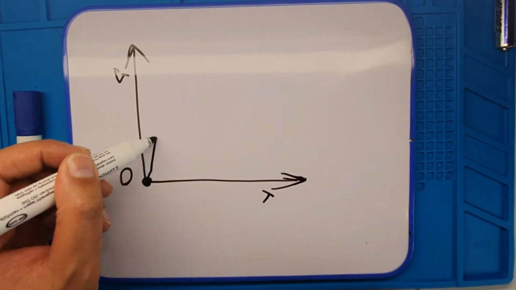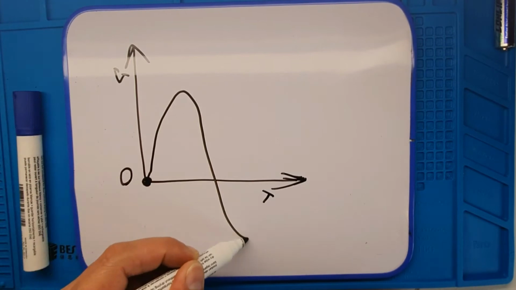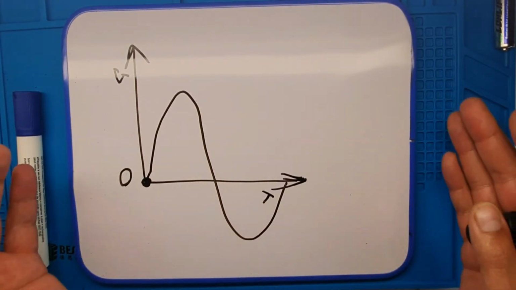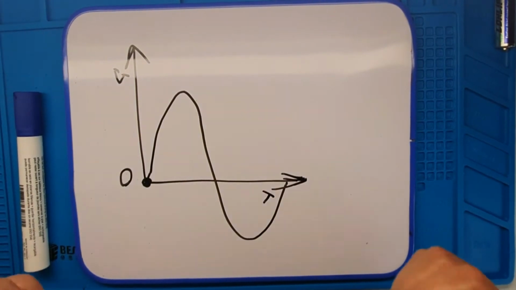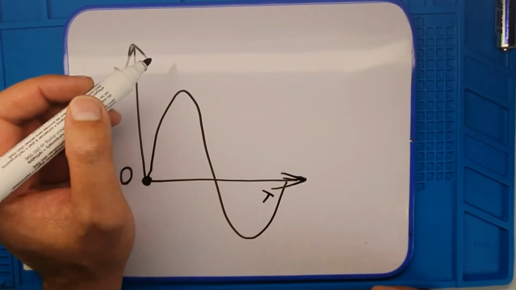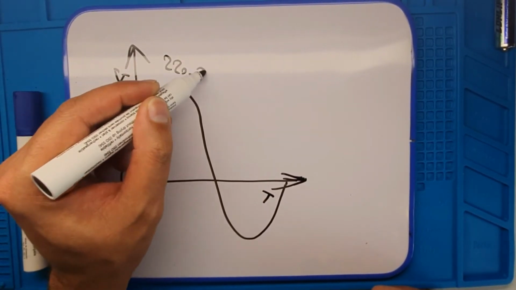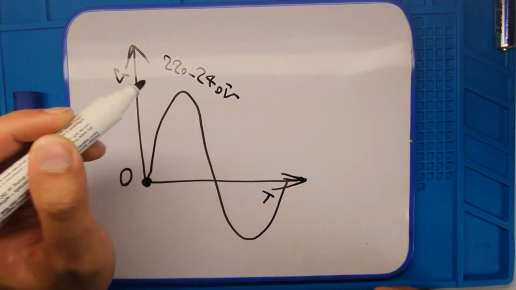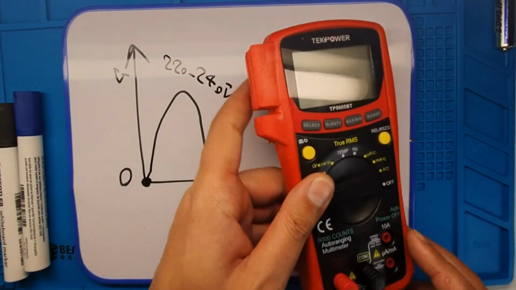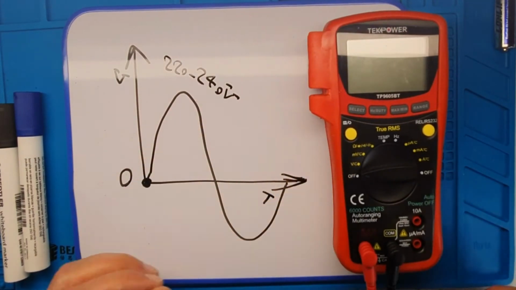Voltage periodically goes up and goes down and reverses direction. Here is a simple example: oscillating voltage between 220 to 240 volts, and when you test the voltage with a multimeter, you look at this one.